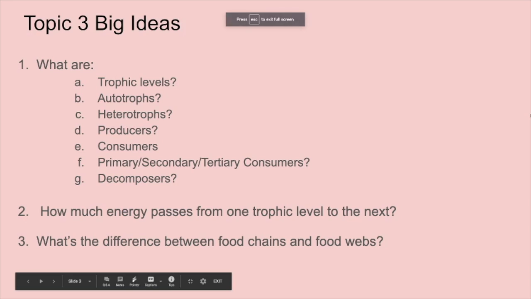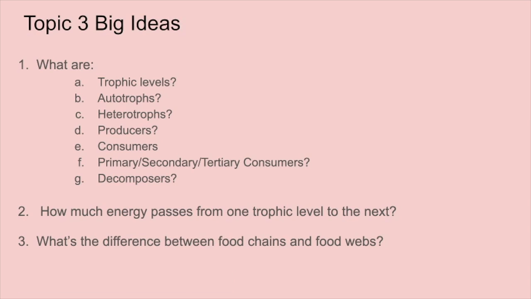Okay, so hopefully you're able to pull these out now. What are trophic levels, autotrophs, heterotrophs, producers, consumers, primary, secondary, tertiary consumers, decomposers, how much energy passes from one trophic level to the next, and what's the difference between food chains and food webs?